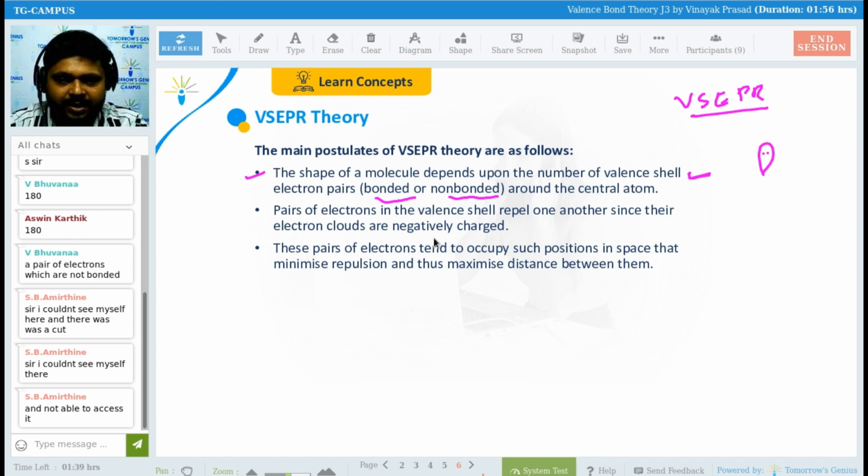Getting my point, everyone? Now, around the central atom, let's suppose I am writing the AB2 type. It means A is the central atom, and B2 is the atoms bonded to the central atom.